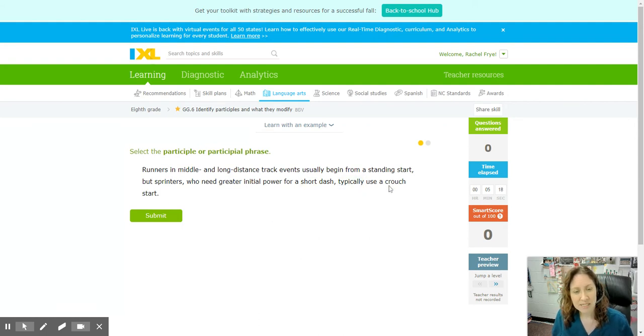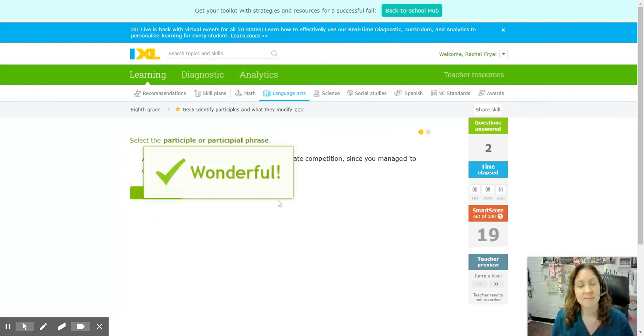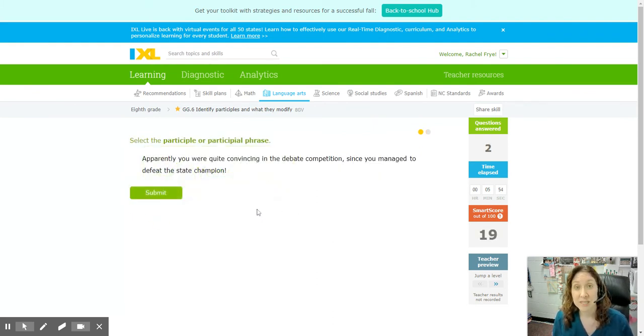In this sentence, I'm going to see the word standing. That has an ing. Well, in this sentence, is anybody standing? No. In this sentence, what is standing doing? Standing describes start. What kind of start? Standing. So I'm going to click on standing. Good. That's right. Now I'm going to be asked which part of the sentence the participle modifies or describes. We've already answered this. Standing describes what? The start. What start? Standing. And I'm going to click on that. Let's do one more together.